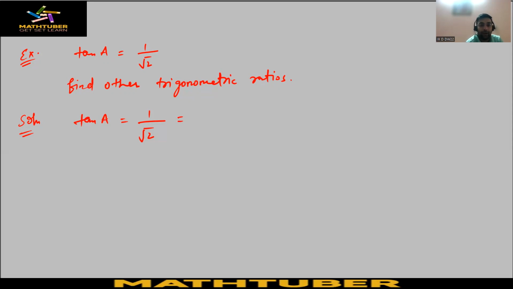So the formula of tan A is perpendicular upon base. So if we draw a small right angle triangle here and take this angle as A, the perpendicular is opposite to this A, and both of these will be multiplied by K. So it will become K upon root 2K. So perpendicular will become K, and the base will become root 2K. Now, why do we have to multiply both the ratios with K?